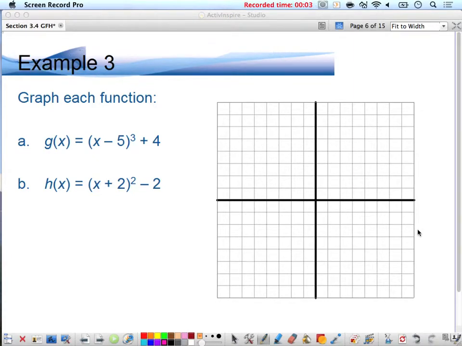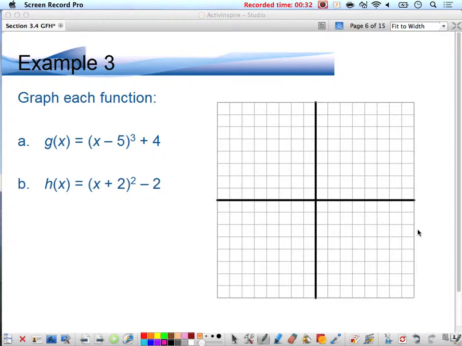So for example 3, we want to look at two different functions. We want to look at g of x equals (x minus 5) quantity cubed plus 4. And then for part B, we want to look at h of x equals (x plus 2) squared minus 2. The first thing I want you guys to notice is these do not have the same parent function. They have different parent functions. So for part A, the parent function is y equals what?